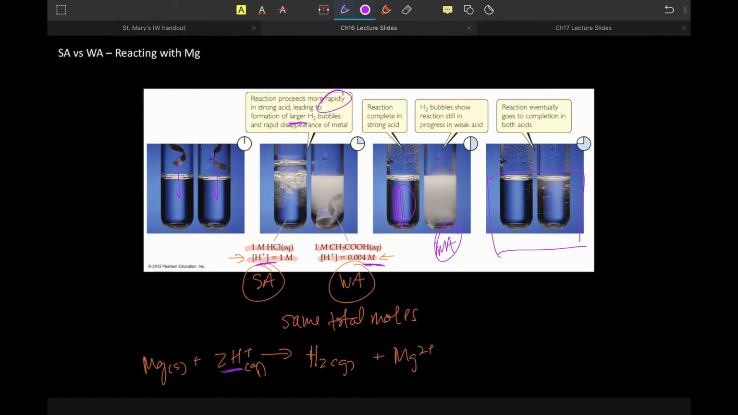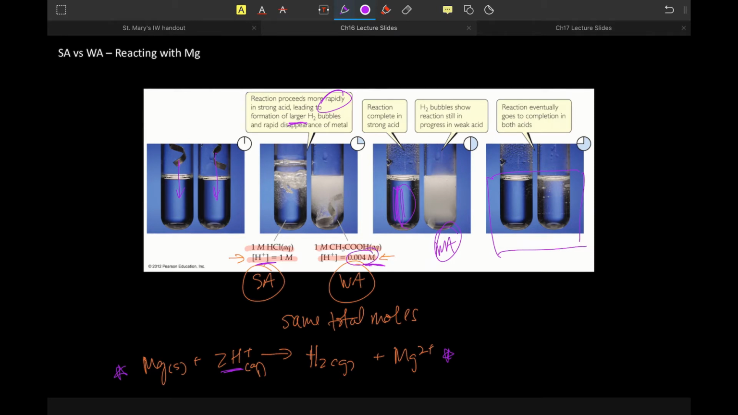The reaction goes to completion because this is the kind of reaction with a ginormous K value that goes to completion. Does that make sense? But the rate of the reaction, which is determined by the concentration of the species at the beginning, affects the rate of the reaction.